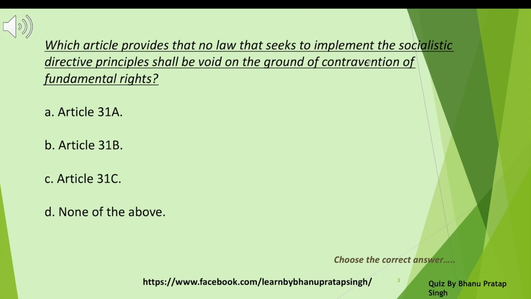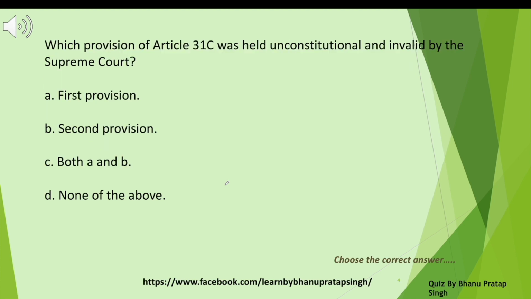Which article provides that no law that seeks to implement the socialistic directive principles shall be void on the ground of contravention of fundamental rights? So if any law violates the fundamental rights, it shall be made void. Option A Article 31A, B Article 31B, option C Article 31C, option D none of the above. You can take a pause and think of this answer. The answer is Article 31C.